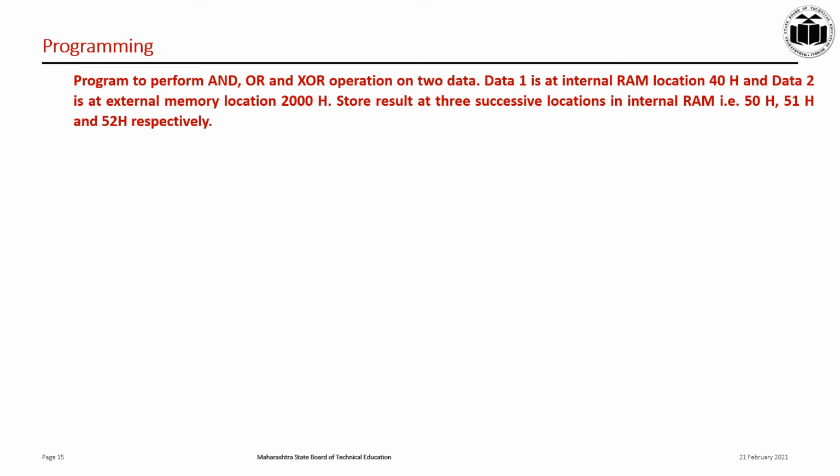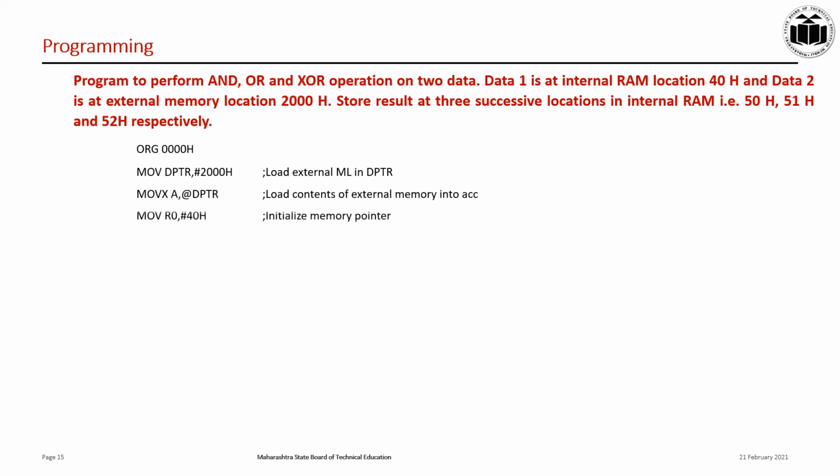Next program is to perform AND, OR and XOR operation on two data. One data is present in internal RAM location 40H and data 2 is present at external memory location 2000H. ORG 0000H. MOV DPTR, #2000H. This will load external memory location in DPTR. MOVX A, @DPTR. Load the contents of external memory location into accumulator.